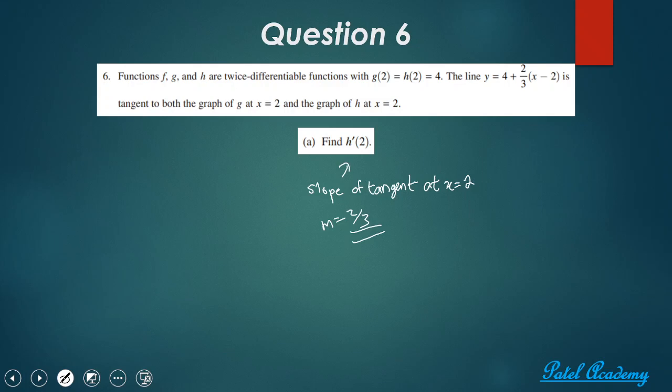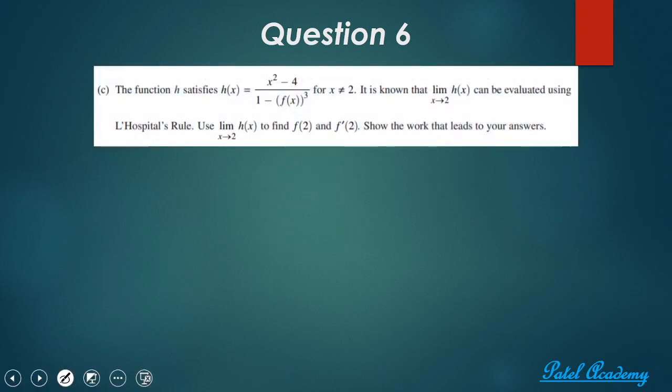It says that h is a twice differentiable function and h of 2 equals 4, right? Alright, so what do we know then? Well, if h is differentiable, that means that it's continuous. So that means that the limit as x approaches 2 of h of x is equal to h of 2, which has to be equal to 4. This is the first connection that you need to make.